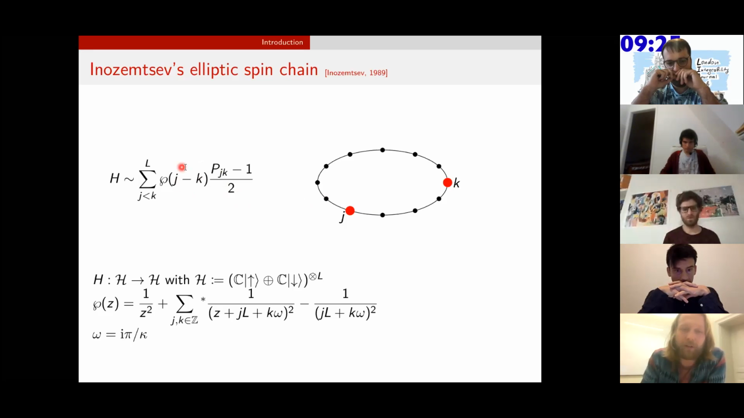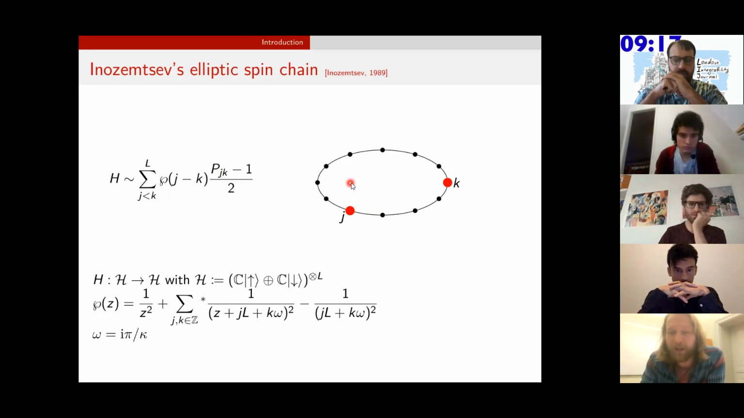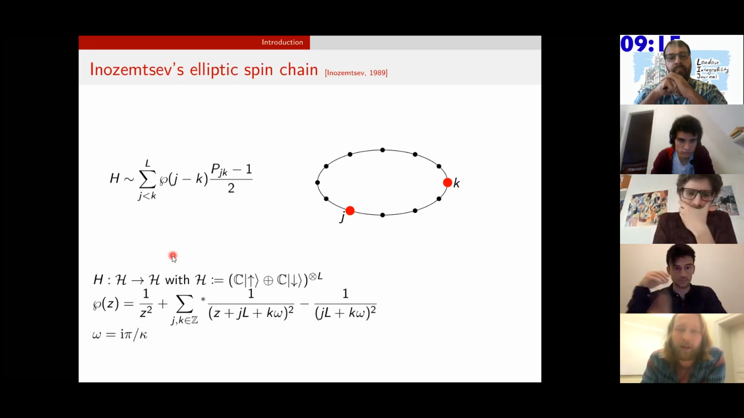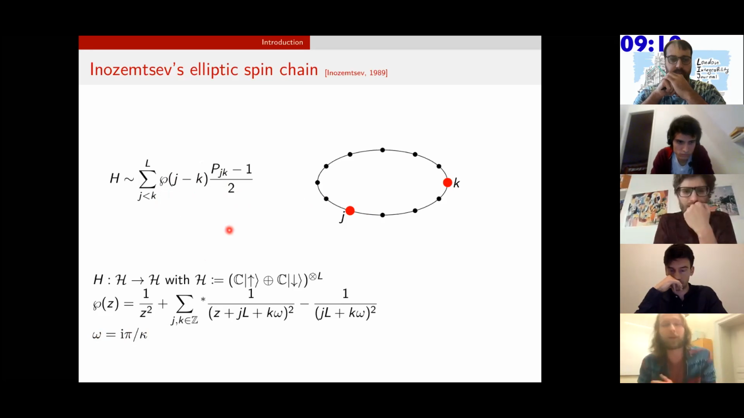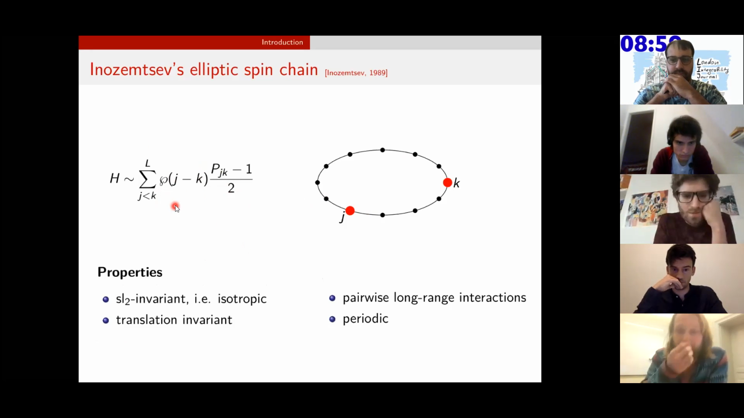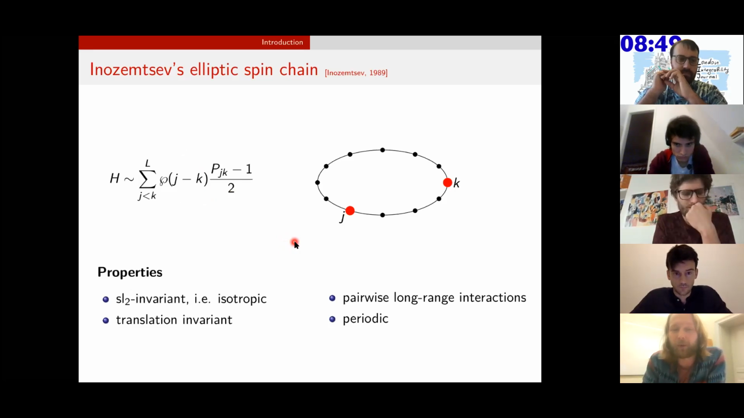This elliptic function you can think of as a doubly periodic version of a second order pole, where the real period is related to the length of the spin chain, and the imaginary period, which I call omega, I parameterize by a variable called kappa. And I do it in such a way that the real and the complex periods are orthogonal, so that I have a rectangular lattice. Now, Inozemtsev came up with this model in 1989, and he realized that it must be a very nice model because it's SL2 invariant, it's translationally invariant, and periodic. So there must be lots of interesting things you can do with it.